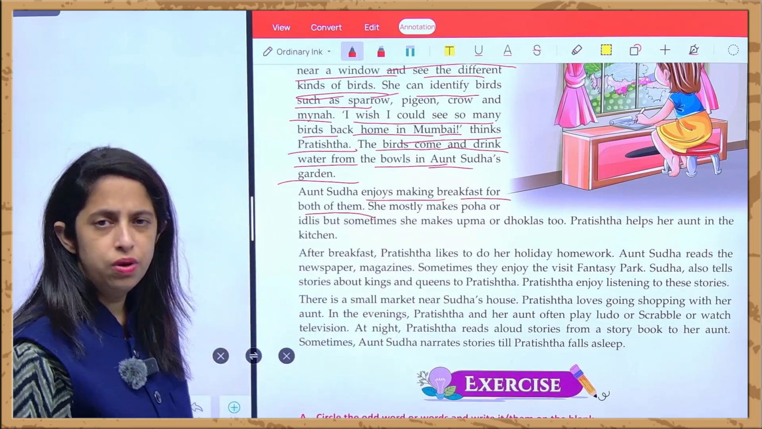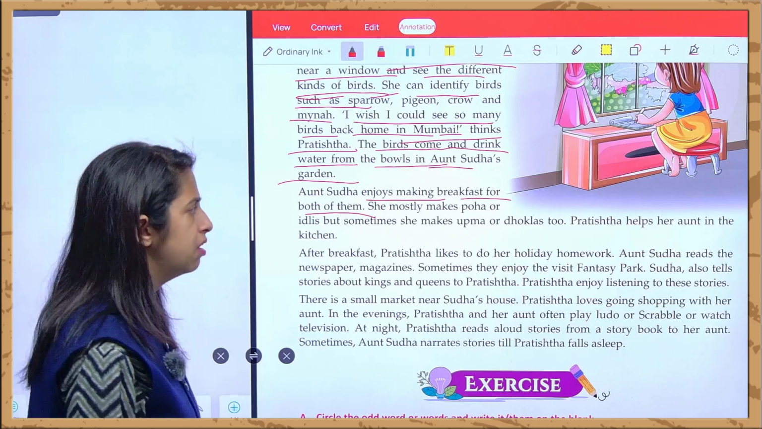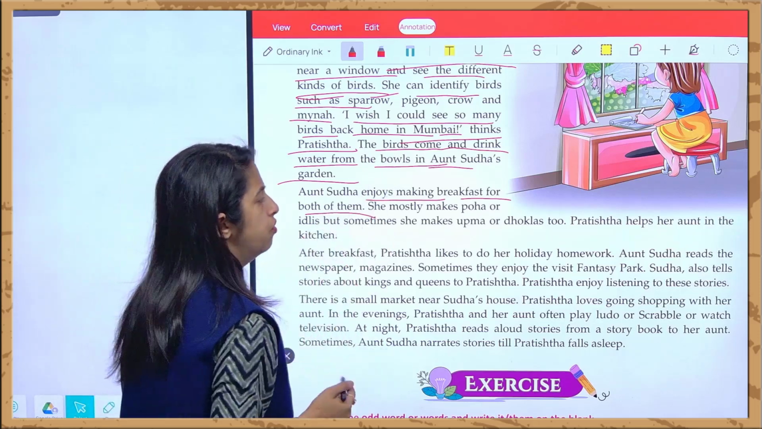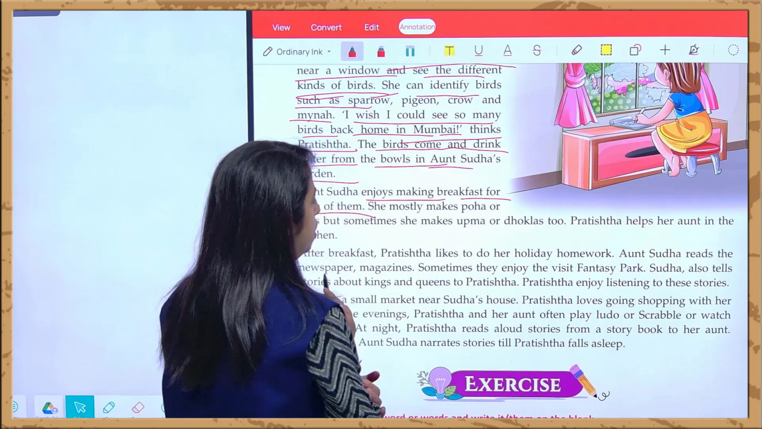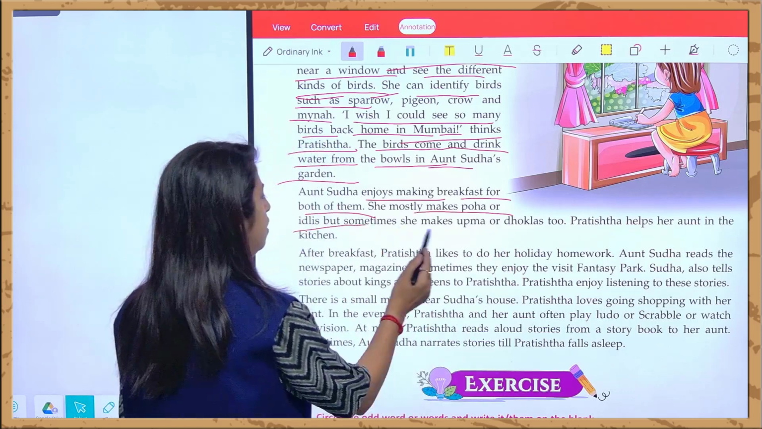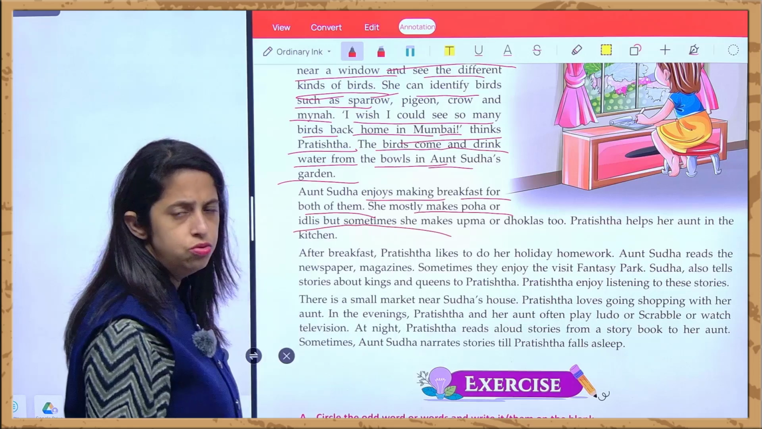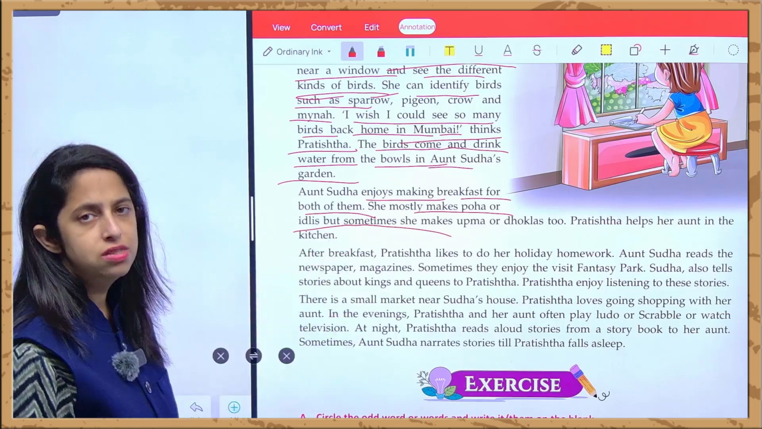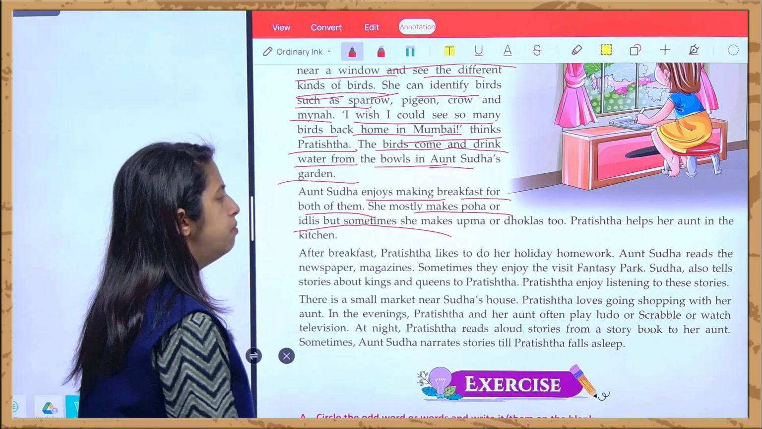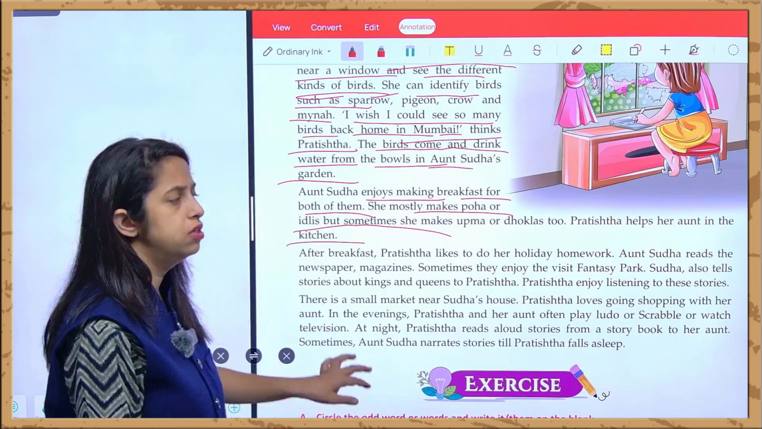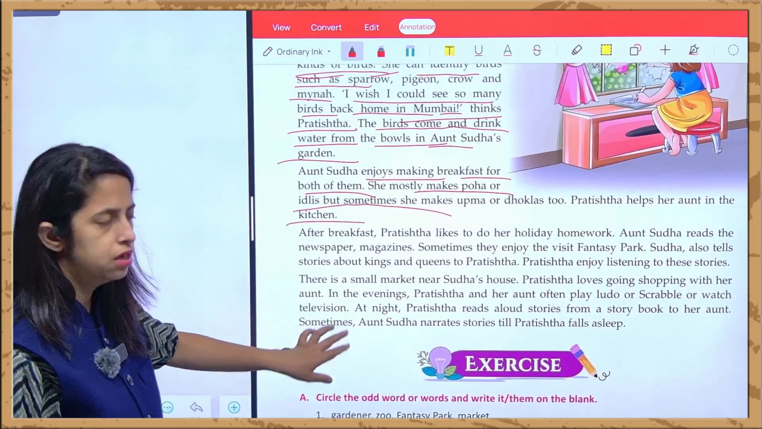Her aunt very much enjoys making all the breakfast for Pratishtha. And she mostly makes poha and idli. Sometimes she makes upma and dhoklas too. She used to make South Indian food and sometimes Gujarati too. And Pratishtha helps her aunt in the kitchen. और Pratishtha अपनी aunt की बहुत ही ज़्यादा मदद करती है.